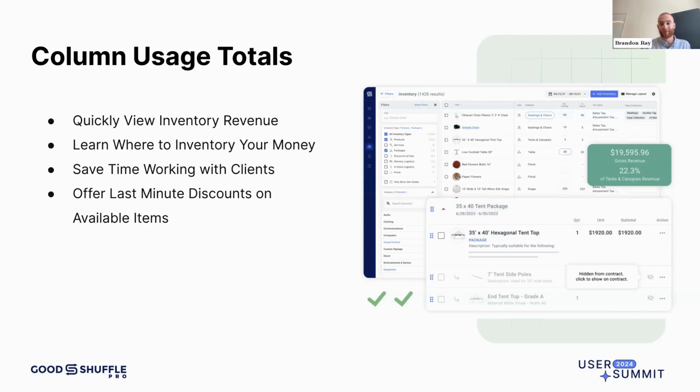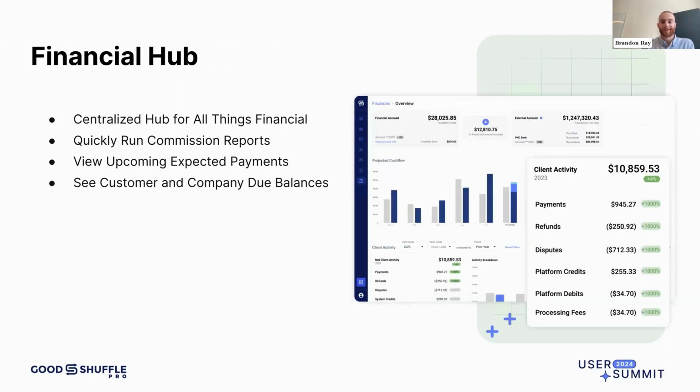With that, we will now move on to the next feature set that we launched last summer, the new financial hub. I'm sure you have noticed the new finances tab that appeared in your account. This new financial hub is designed to be the center for all of your current and future financial needs within Goodshuffle Pro. When you first come into the hub, you'll land on the overview page. So this is a collection of graphs and charts and numbers, all designed to give you a summary of important financial information at a glance.